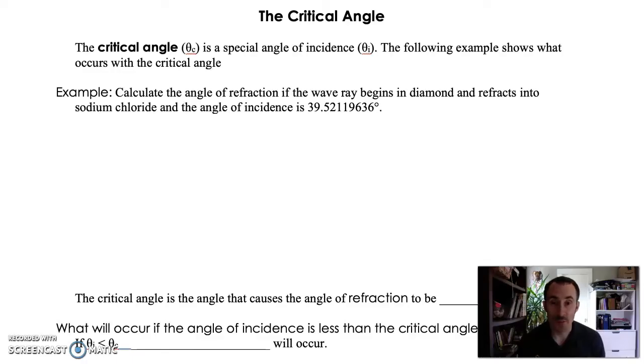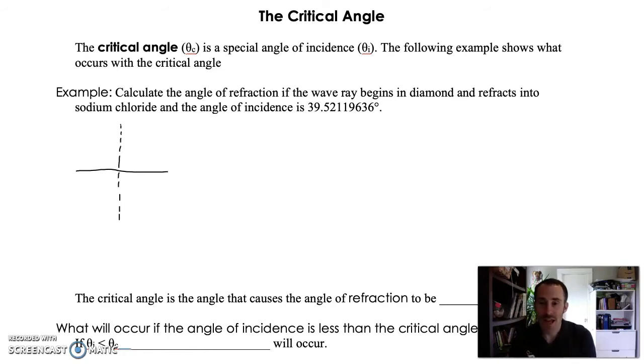We're going to put some numbers to this idea of the critical angle. So the critical angle is just an angle of incidence that causes no refraction, or rather an angle of refraction of 90 degrees. So here's exactly what's going on. We've got a boundary between two mediums. We're going to make it horizontal like that, and here's our normal line.